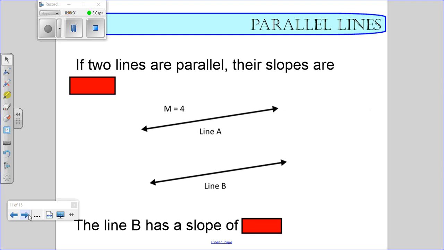So let's look at parallel lines. Remember, parallel lines never meet. So if 2 lines are parallel, then their slopes are equal. We're looking at these 2 parallel lines, line A and line B. Line A has a slope of 4. That means that line B also has a slope of 4. That should say 4, not -4. Sorry about that.